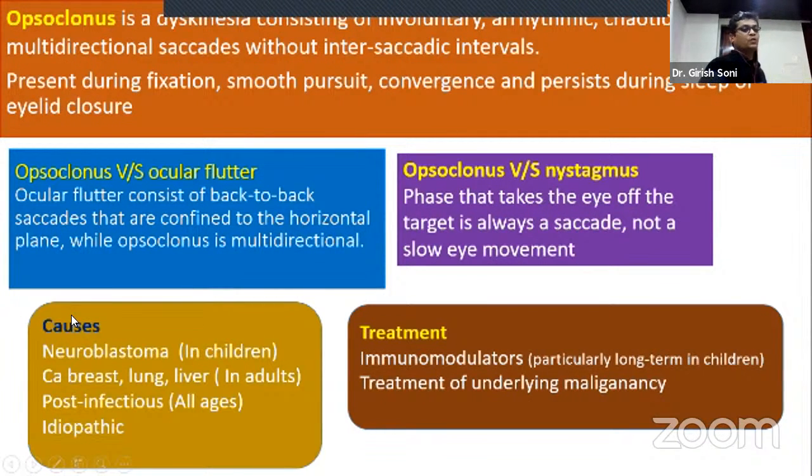The most common causes of opsoclonus myoclonus ataxia syndrome are post-infectious, post-viral, or idiopathic. Sometimes it can be paraneoplastic. In children, you have to think of neuroblastoma. In adults or the elderly, you have to think of carcinoma of the breast, lung, liver, even colon. What is the treatment? Immunomodulators.